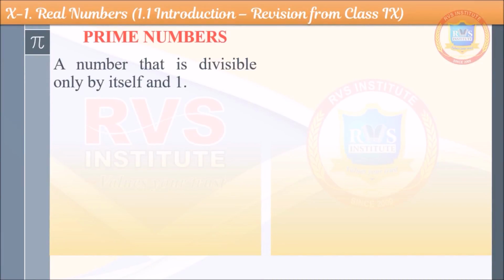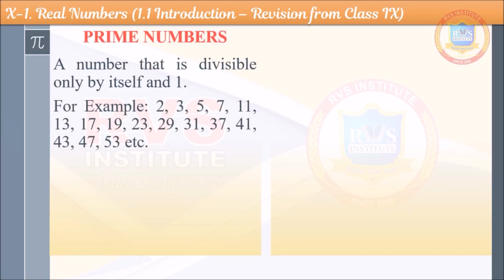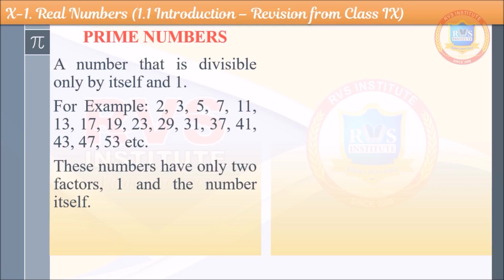Prime numbers: a number that is divisible only by itself and 1. For example, 2, 3, 5, 7, 11, 13, 17, 19, 23. These numbers cannot be divided by any number other than itself and 1. So these numbers are prime numbers. These numbers have only two factors, 1 and the number itself. So 2 can be divided by 1 and 2 only, 3 can be divided by 1 and 3 only, 5 can be divided by 1 and 5 only.